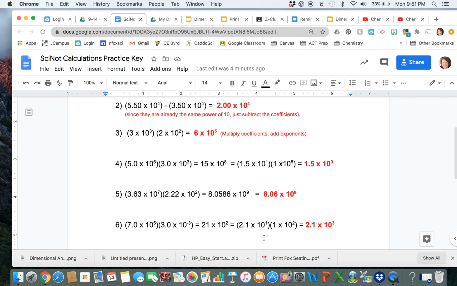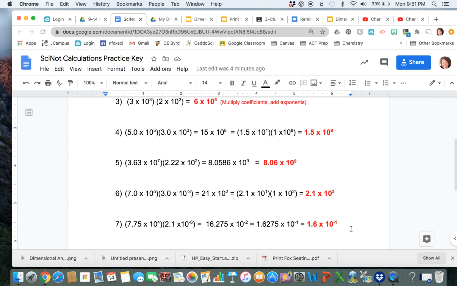Number 6, another multiplication. 7 times 3, both of these are 2 sig figs. 21, also 2 sig figs, but not between 1 and 10. 5 minus 3 is 2. 21 becomes 2.1 times 10 to the first. 10 to the first plus 10 to the second is 10 to the third. 2.1 times 10 to the third.